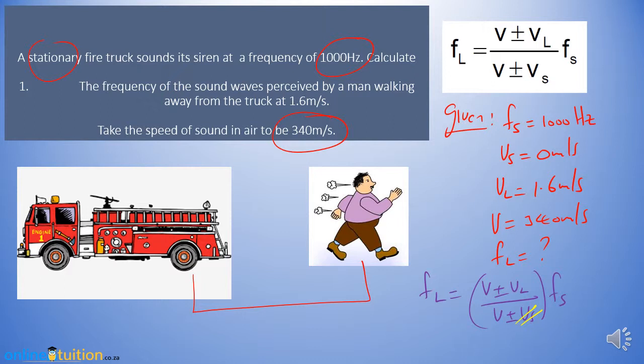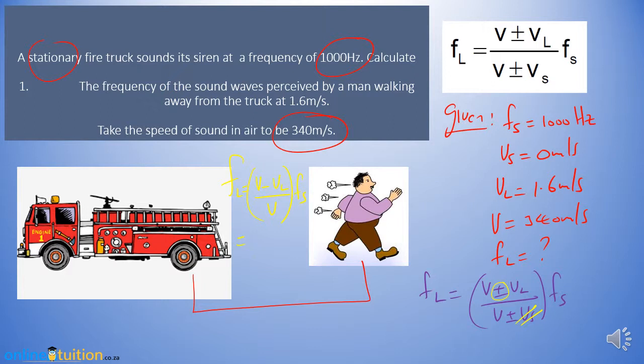And what's interesting here is walking away. If he's walking away, do we use a plus sign or a minus sign at the top? We want a smaller number because it's going to spread out. So we have to take the difference. It's going to be a minus sign. So finally, we can write this out here. The frequency of the listener is (V minus VL), that's the relative velocity, over V, times the frequency of the source.